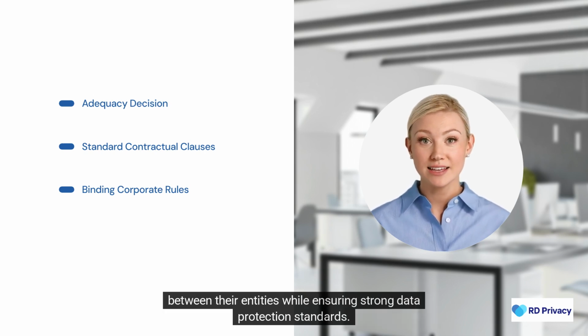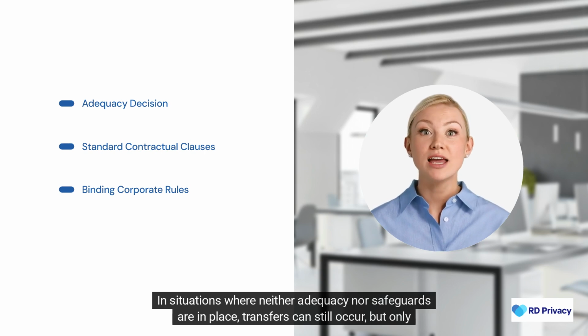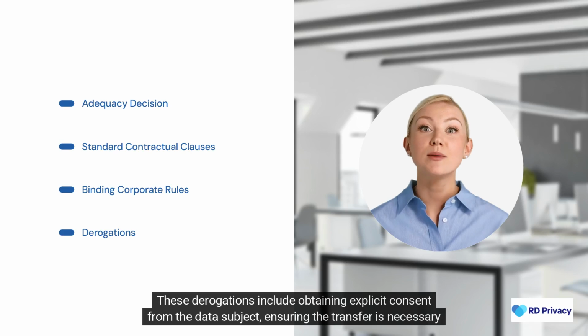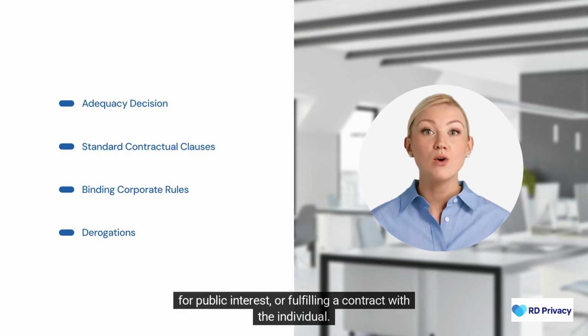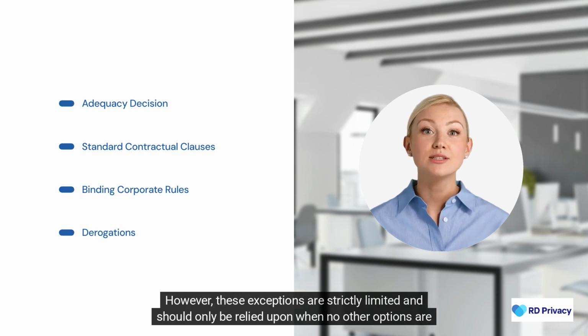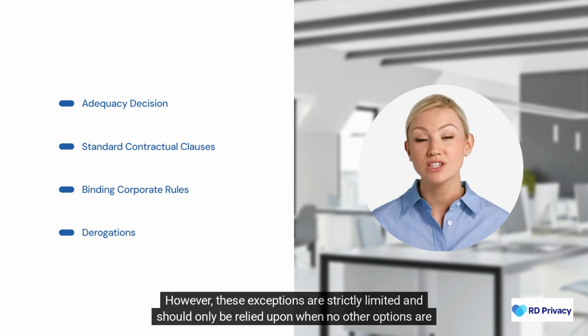In situations where neither adequacy nor safeguards are in place, transfers can still occur, but only under specific conditions. These derogations include obtaining explicit consent from the data subject, ensuring the transfer is necessary for public interest, or fulfilling a contract with the individual. However, these exceptions are strictly limited and should only be relied upon when no other options are available.